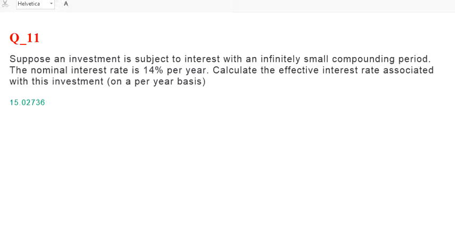Question 11 is asking about effective interest rate, finding the effective interest rate using the nominal interest rate. So effective interest rate equal to e to the power of r, which is the nominal interest rate, minus 1.